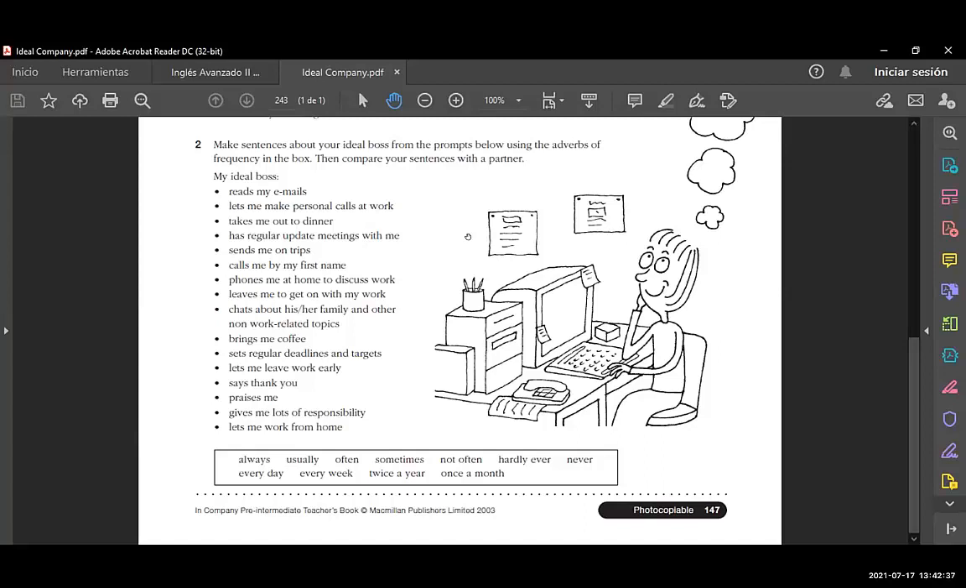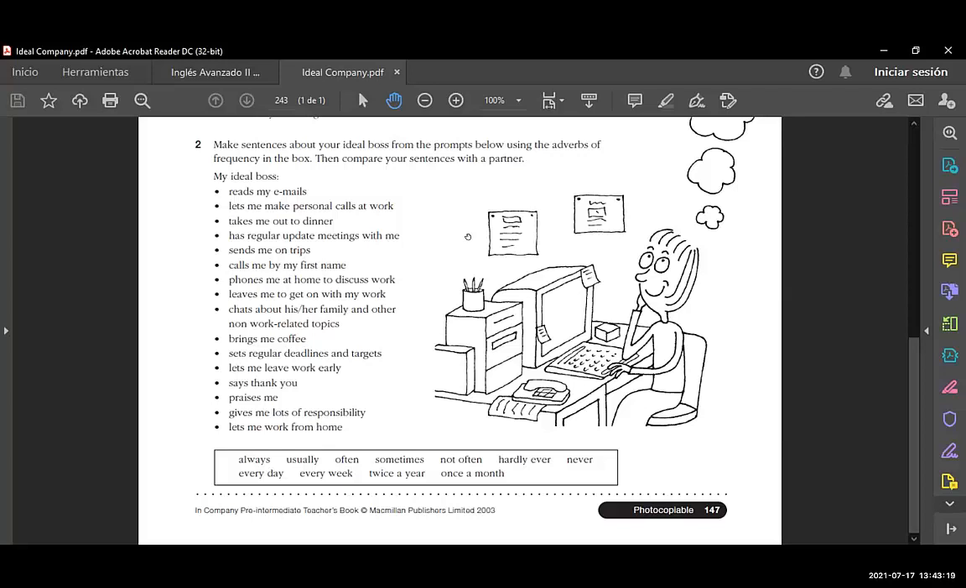My ideal boss always sets regular deadlines and targets. Usually has regular update meetings with me. Every day calls me by my first name. Often says thank you and usually reads my emails. Oh, very good, Ceci, good. We all want to have the ideal boss.